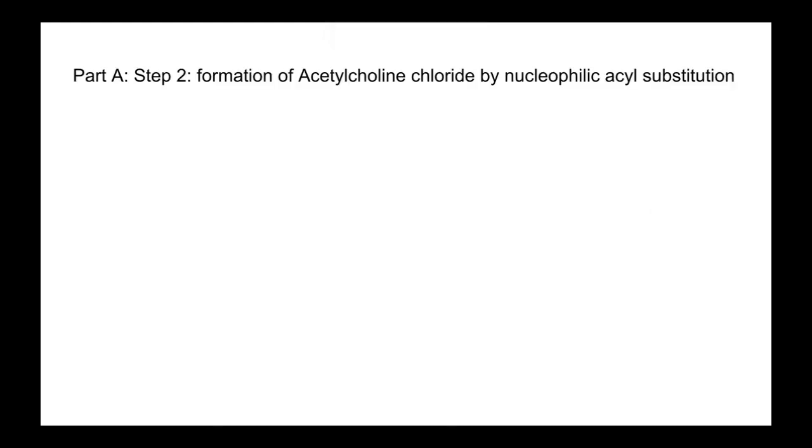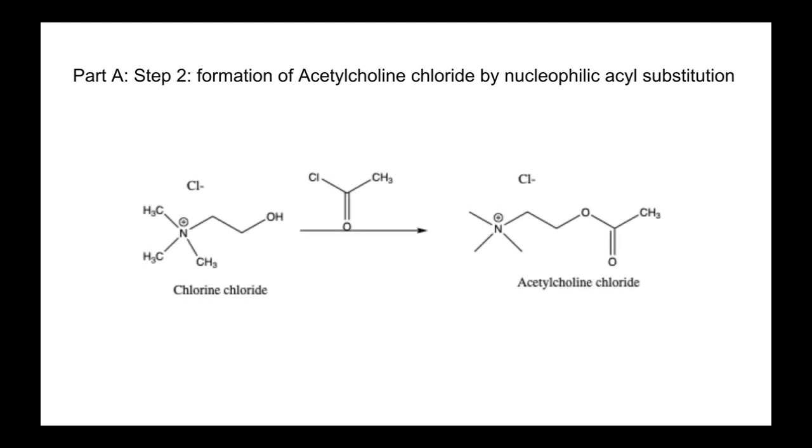So, the first reaction that we'll be looking at is step 2 in the formation of acetylcholine chloride by nucleophilic acyl substitution. More specifically, it is a reaction in which the acid chloride is converted to an ester, in which the chlorine acts as a leaving group and is substituted by the ROH group over here.